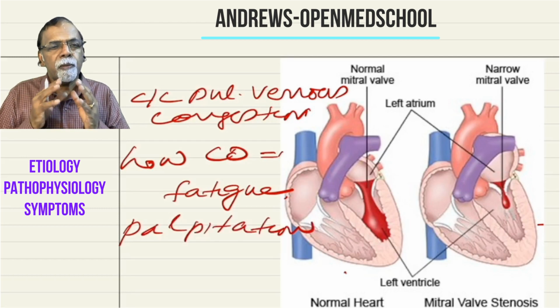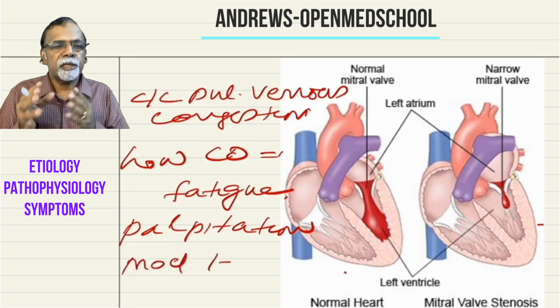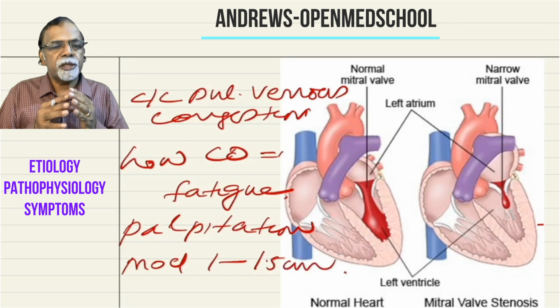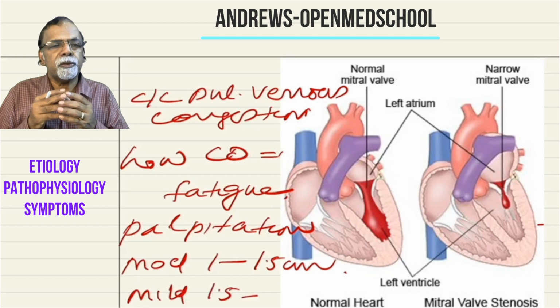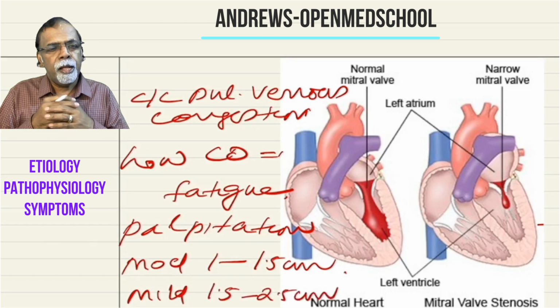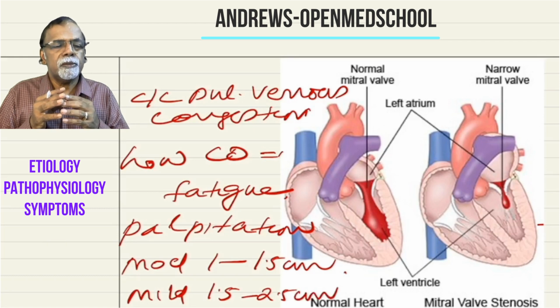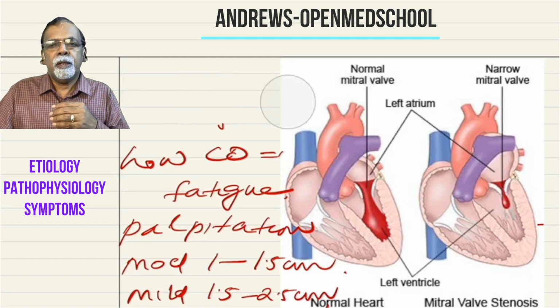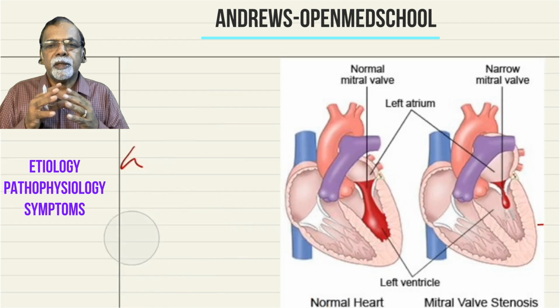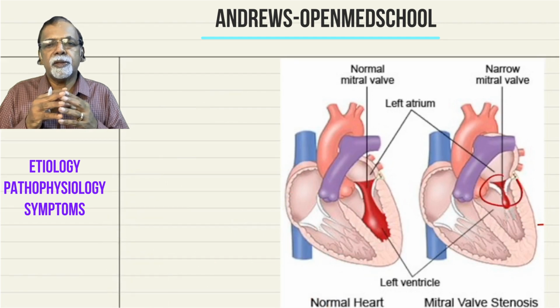As discussed, the normal mitral valve area is 4 to 6 cm square. In severe mitral stenosis, the area is less than 1 cm. In moderate stenosis, it is approximately 1 to 1.5 cm. And in mild stenosis, 1.5 to 2.5 cm. And minimal symptoms occur when the size becomes less than 2 cm square. And with the moderate stenosis, you get symptoms at rest. And we have discussed the major pathophysiology.